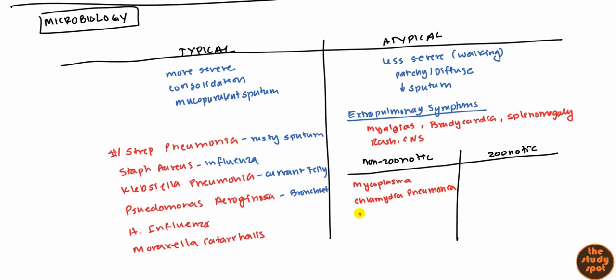Now, what's interesting about all three of these is these are all intracellular bacteria, and that's why they tend to be atypical, because atypical tends to be bugs that go inside the actual alveolar cell. So keep that in mind. Zoonotic, we have psittacosis, which you get through birds, Q fever, and tularemia. So those are your zoonotic bacteria which cause atypical pneumonia.